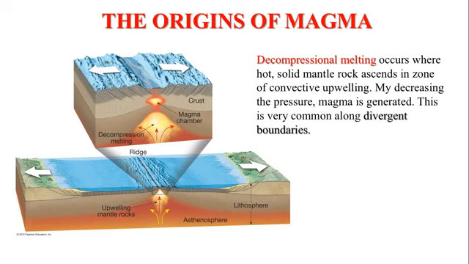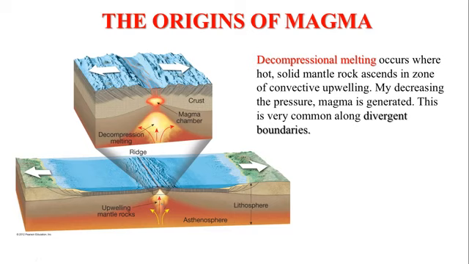This is called decompressional melting. Basically what you're looking at here is decompressional melting. It's when solid mantle rock is moving upwards. So what you'll see down here is this rock moving upwards. Well, as it moves upwards, the pressure is decreasing.